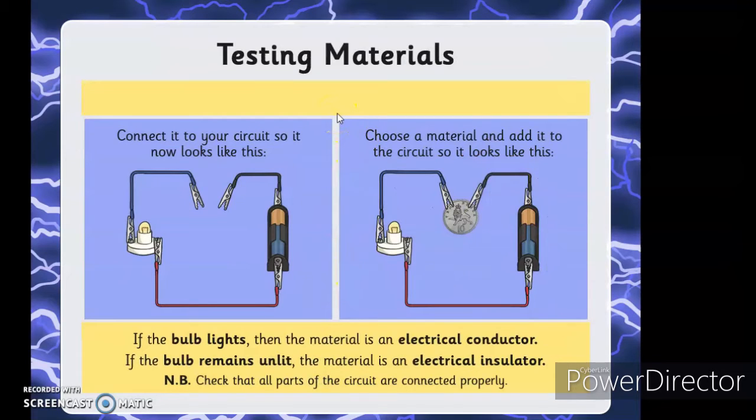I'm going to test the materials on your behalf. Obviously, if we were in school, I'd get the equipment out and you'd be able to have a go yourself. So I'm going to create a circuit that looks like this, and then I'm going to put objects between the two open crocodile clips, and we'll test whether or not they are conductors. So if the bulb lights on the circuit, then the material is an electrical conductor. If the bulb remains unlit, the material is an electrical insulator.